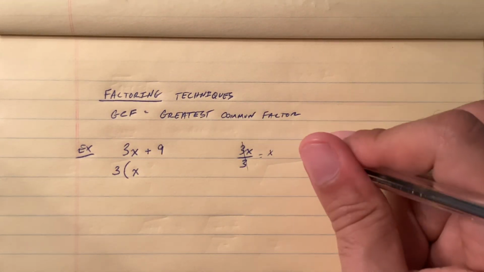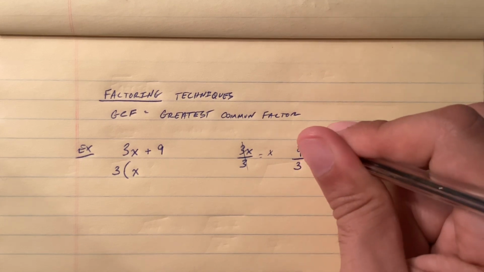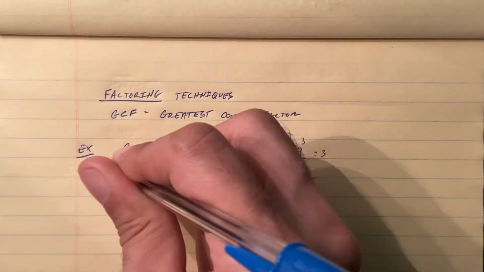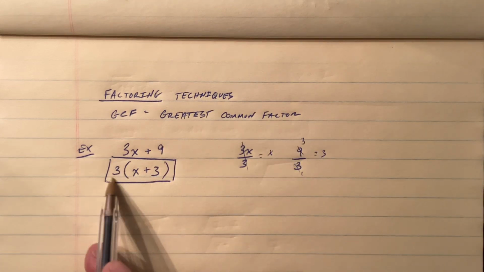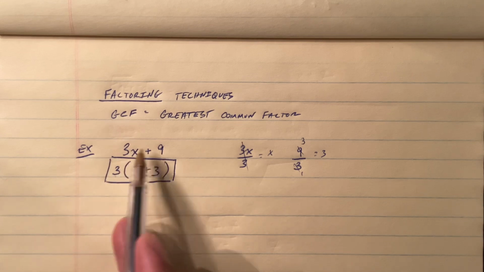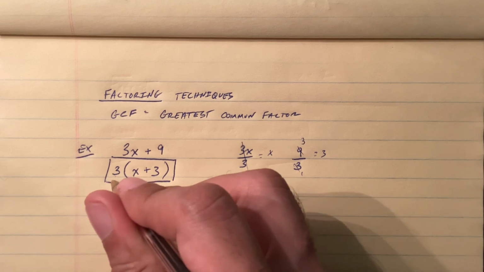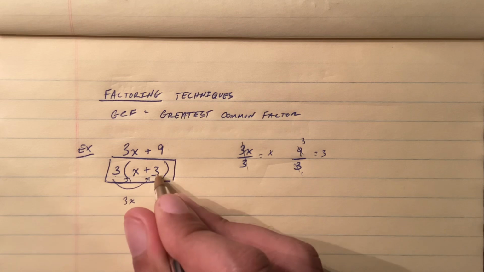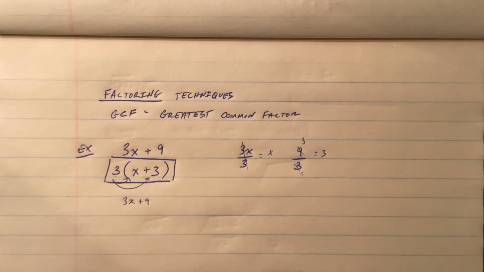Let's simplify and divide what 9 divided by 3 is. 9 divided by 3 is 3. And we see we have 3 times the quantity of x plus 3. We have factored out the GCF, the greatest common factor from both terms is a 3. We divided this out from each term. And if we want to check our answer, let's multiply this back in. 3 times x is 3x. 3 times positive 3 is positive 9, and we should get the same thing as our original problem.